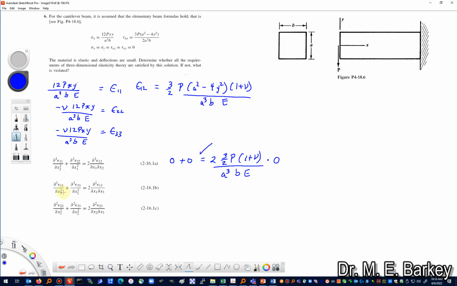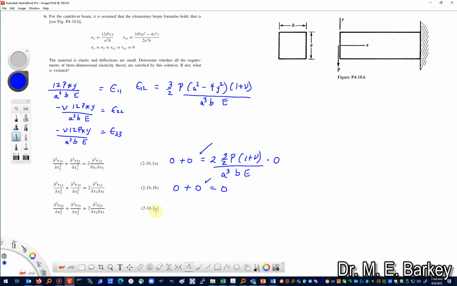All right, let's try this one. And maybe we should just write down these partial derivatives here. Second partial of epsilon 1 with respect to z, so that's 0. Second partial of epsilon z with respect to x1, which would be x. It's only first order, so that would be 0. Then we have no strain there, so that checks.